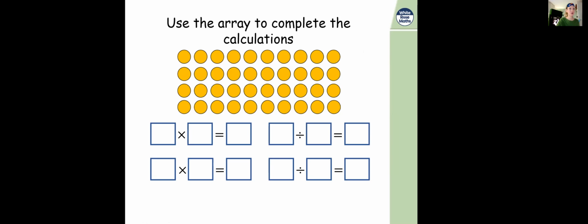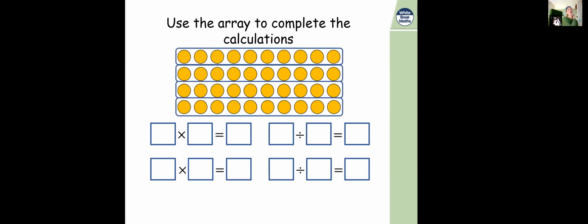Right, let's give it a whirl. There are 4 lots of 10 in that array, aren't there? 1, 2, 3, 4 groups of 10. So it's 4 times 10, and we all know 4 times 10 is 40. We also know when we do our multiplication that 4 times 10 is the same as 10 times 4 equals 40. So that helps us with the second one. 4 times 10 and 10 times 4. Or there are 10 lots of 4 if you were going to group it the other way around.